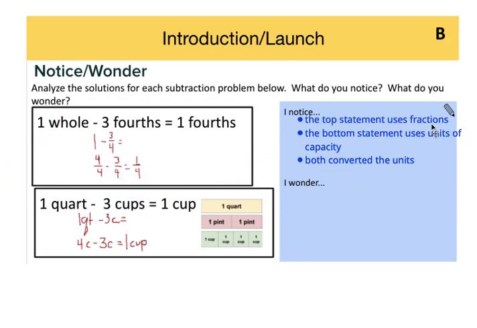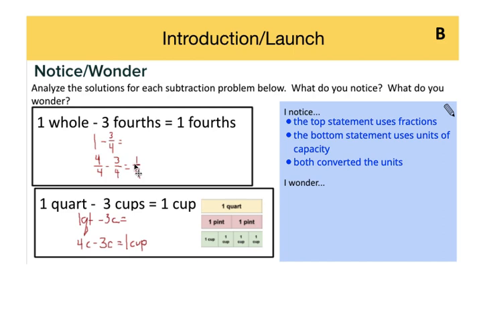So what did you notice? Did you notice that the top statement uses fractions and the bottom one uses units of capacity? So here we have 1 minus 3/4, which gives us 1/4, and 1 quart minus 3 cups, which gives us a cup. Did you also notice that both of them converted the units? So we went from a whole to 4/4, and we went from a quart to 4 cups. And we can do that because 1 whole is equal to 4/4. And we can change the 1 quart into 4 cups because even the SPAR model shows us that 1 quart is equal to 4 cups. And because we have like units, we can then go ahead and subtract.